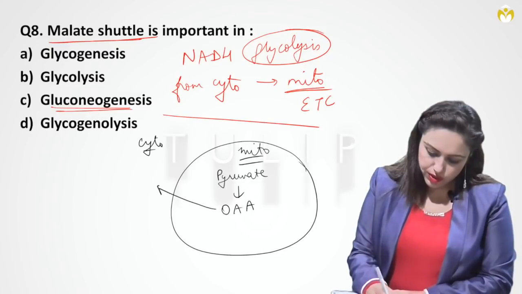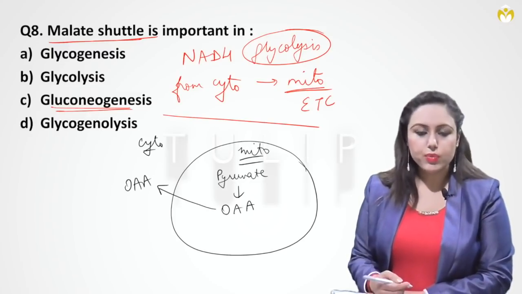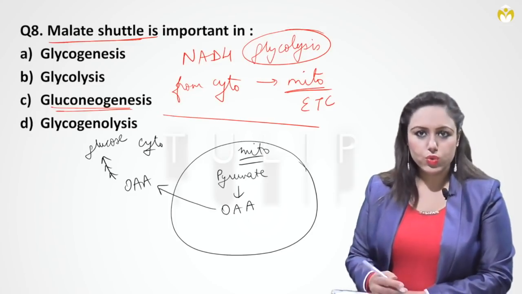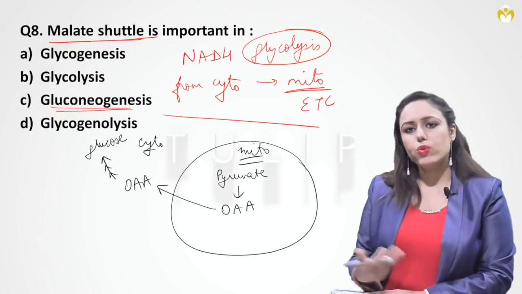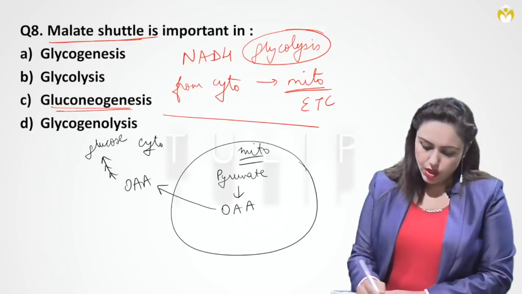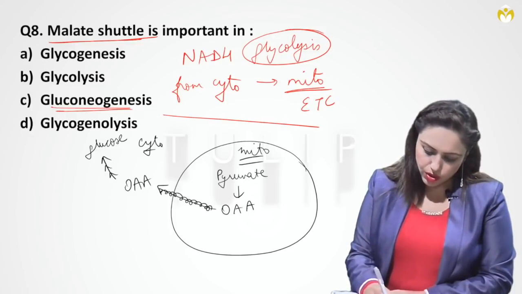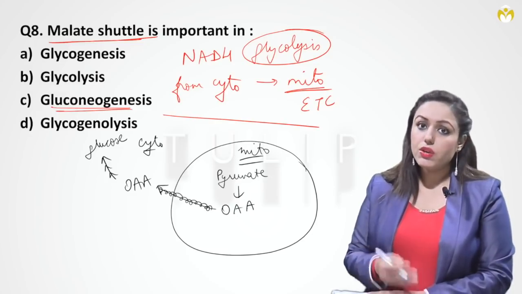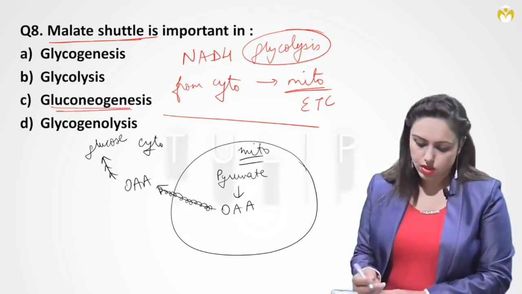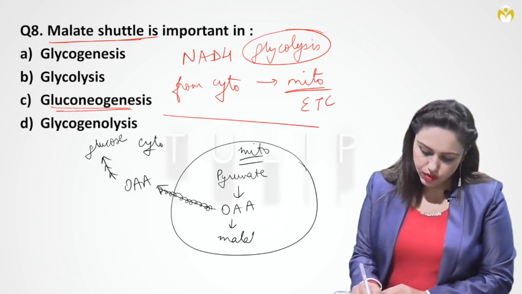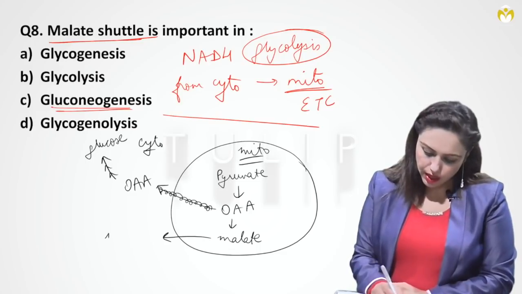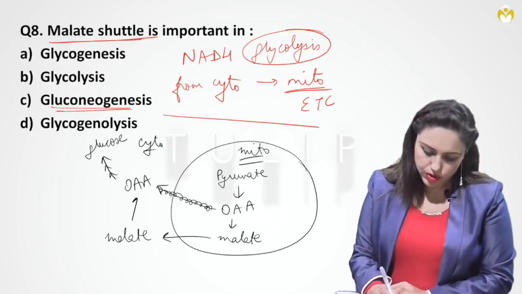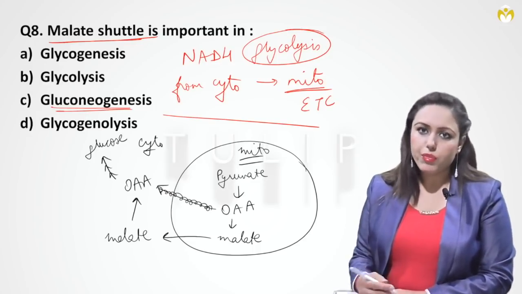So this oxaloacetate has to come outside in cytoplasm so that after various steps it can be converted to glucose. This is gluconeogenesis, synthesis of glucose from non-carbohydrate sources, right? But oxaloacetate cannot cross the inner mitochondrial membrane. So in order to take oxaloacetate outside, we take the help of malate. Oxaloacetate gets converted to malate. Malate can cross the inner mitochondrial membrane, and then in cytoplasm, malate can again form oxaloacetate. So this way we take the help of malate here.